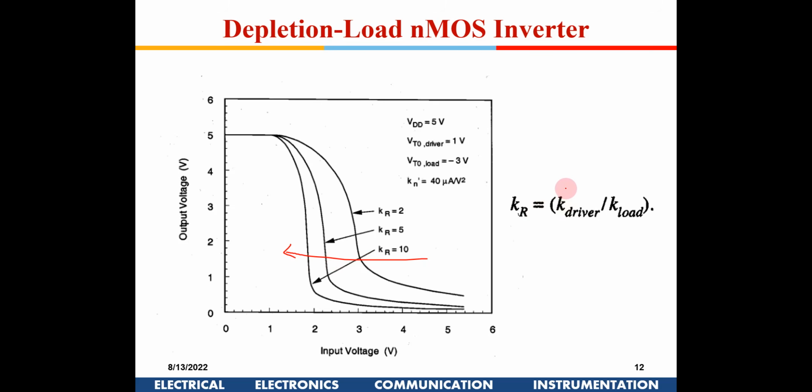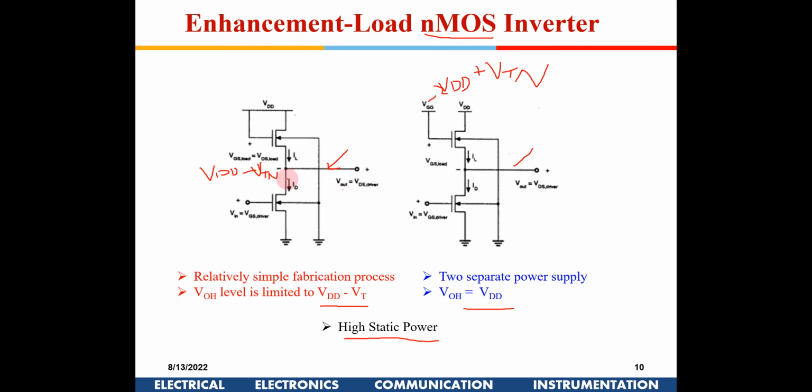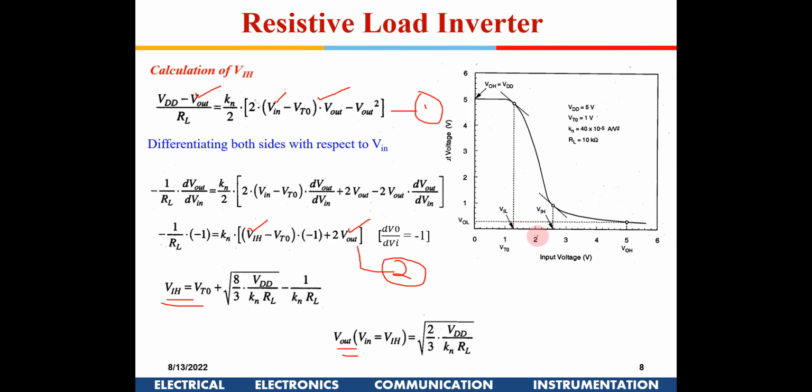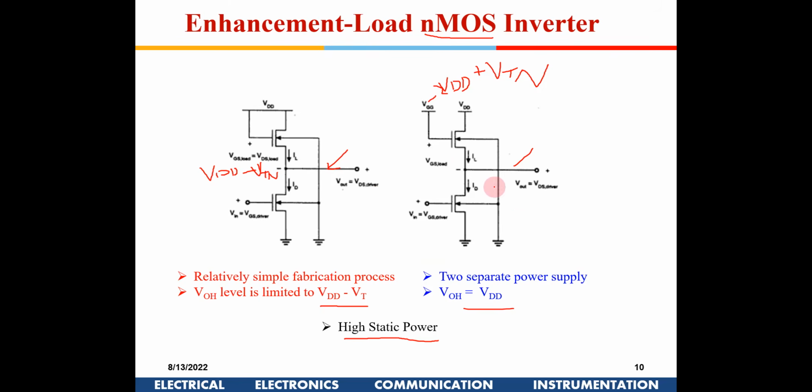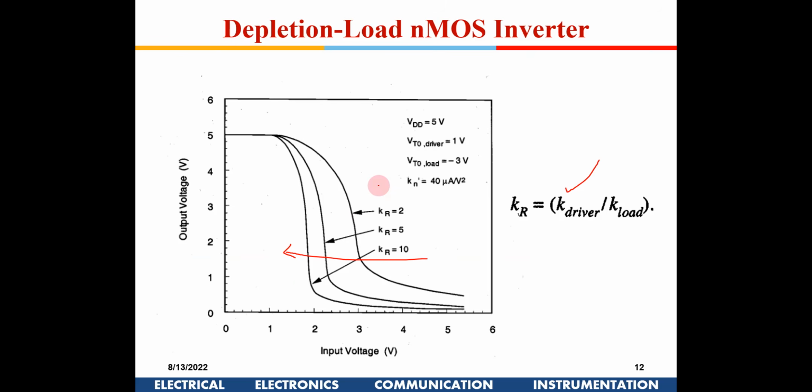This derivation is also there in your textbook, where you are equating these two currents. So please go through the derivations of this topology as well as this topology. I have given the derivation only for the resistive load. Similarly, you can find out VIL and noise margin for these topologies also. Those equations are given. The technique is the same. So the final outcome will be this.